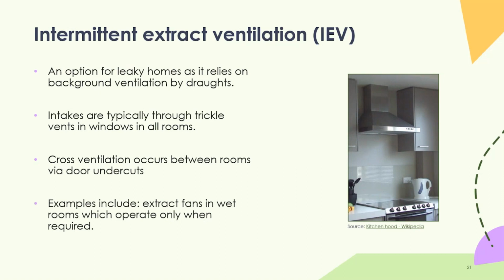Cross ventilation occurs between rooms, and that's via door undercuts. That's quite important when you're thinking about the air tightness of a building after you've insulated the walls and maybe put new windows in, to have doors which aren't very tight to carpets, so that when they're closed there is a chance for air to move under doorways between rooms.